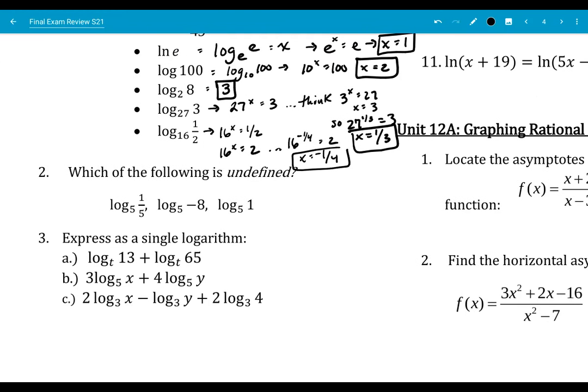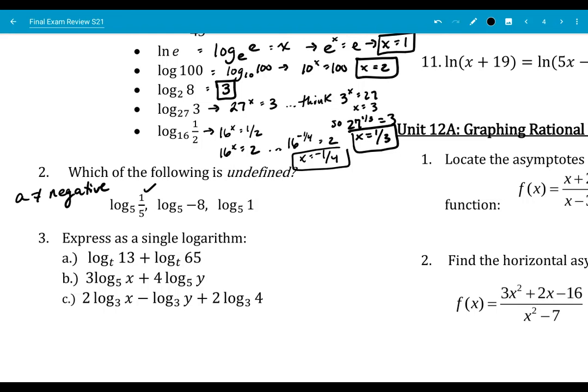So which of the following is undefined? If the a value of your log is negative, that's your sign that something is undefined. Logs cannot be negative. So that a value cannot equal a negative.